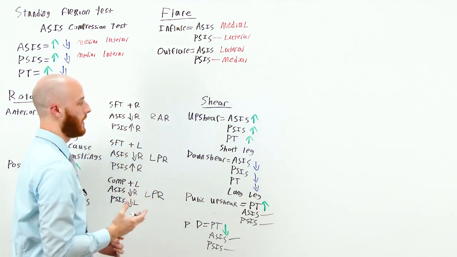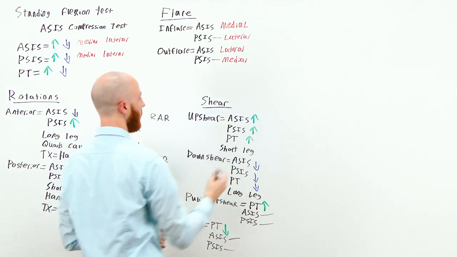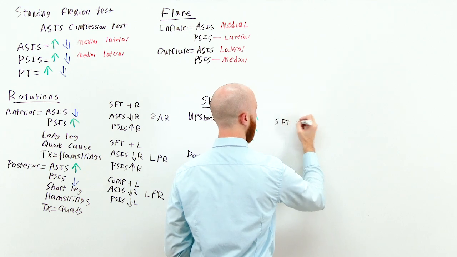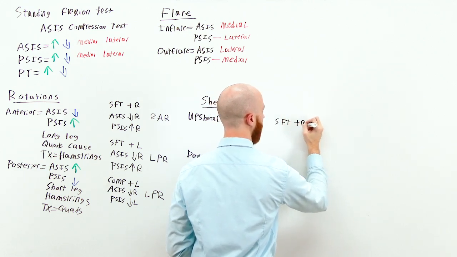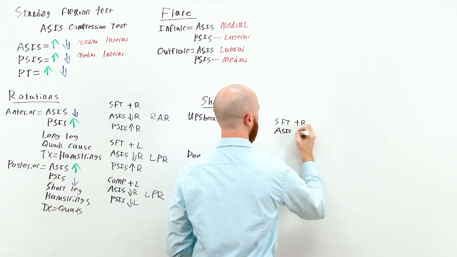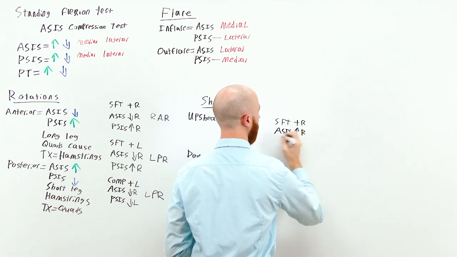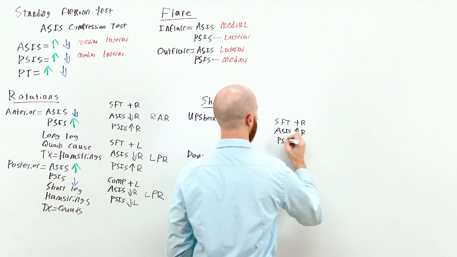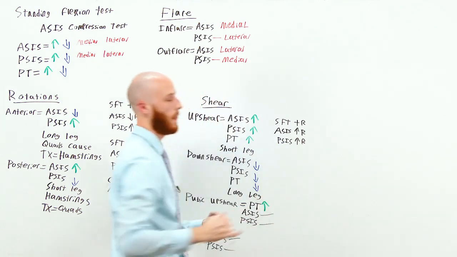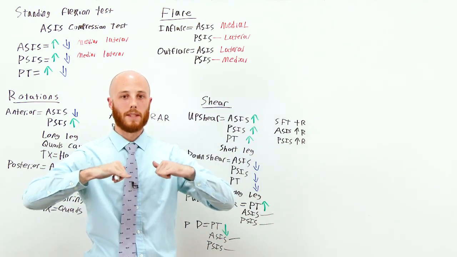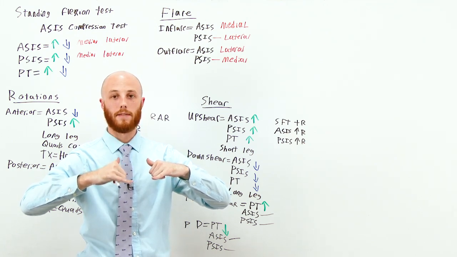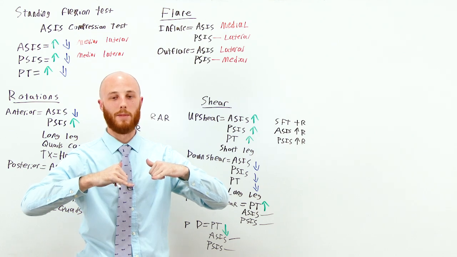So let's do some practice questions for shears. So the first question, your standing flexion test is positive on the right. Your ASIS is superior on the right, and your PSIS is superior on the right. So if you're doing your cowabunga hands, once again, you have to make sure that all of your findings are on the side of dysfunction, which for this example is going to be the right.